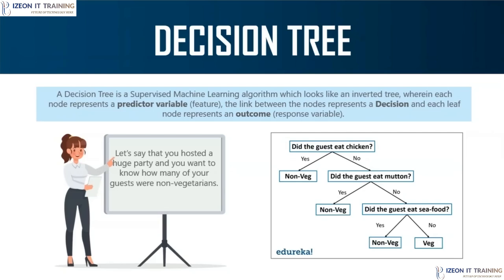Remember, don't get confused just because it has the name logistic regression. Okay, it is a classification algorithm. Now we're discussing decision tree, which is again a classification algorithm. Okay, so what exactly is a decision tree?